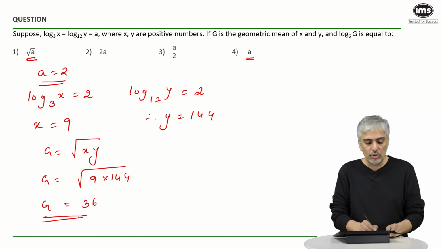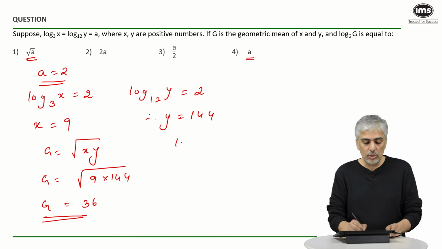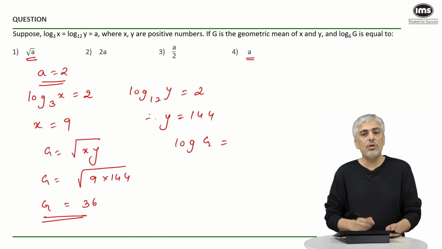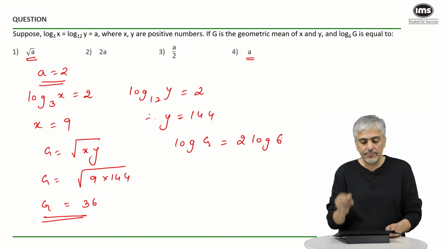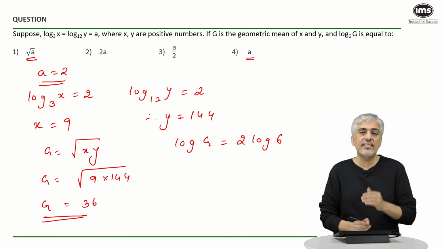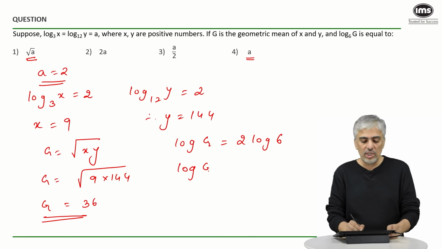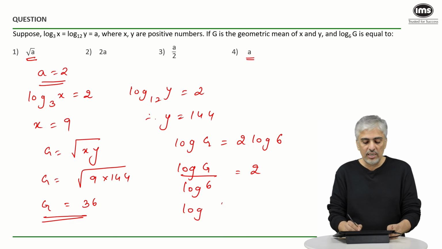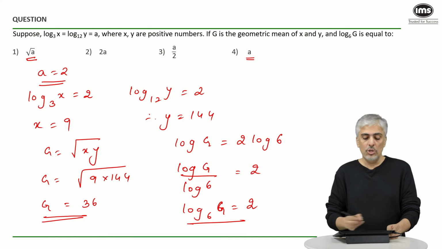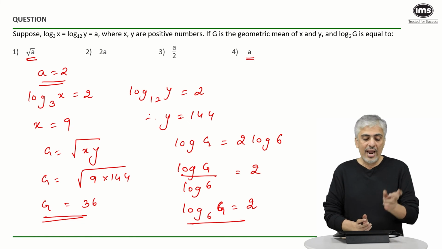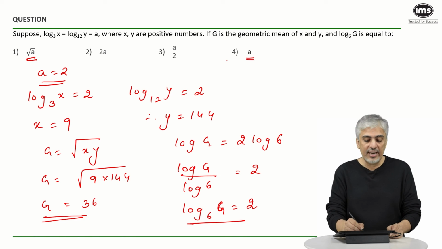So take logs on both sides. Basically, they've asked the value of log g. So log g will be log 36, which is log 6 square, which can be written as 2 log 6. I repeat that. Log 36 is log 6 square, which will become 2 log 6. Bring log 6 down. So log g upon log 6 is 2, which means log g to the base 6 is also equal to 2. So we got log g to the base 6 is 2, and we had assumed a as 2, which means the answer has to be the fourth option.